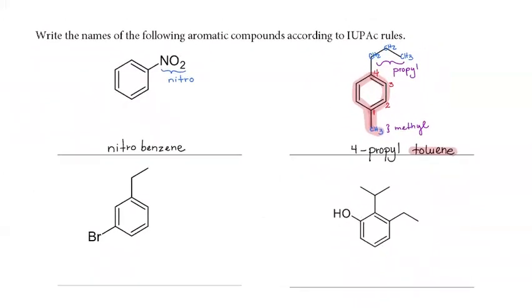Let's do the first molecule on the second row. Two substituents, but there's no common name. So if I have two substituents, what's going to be the name of my parent chain? What is the last word in this name? Thank you, Daniela. Exactly, benzene.